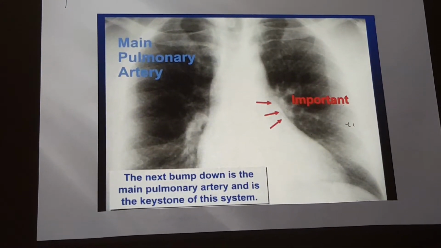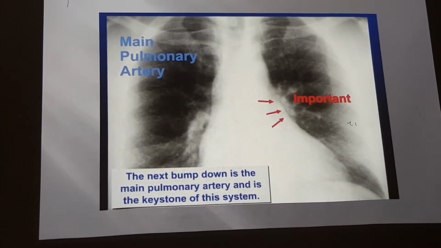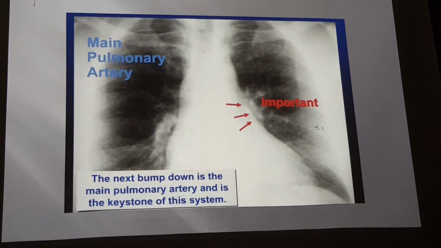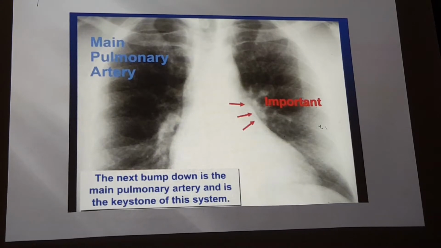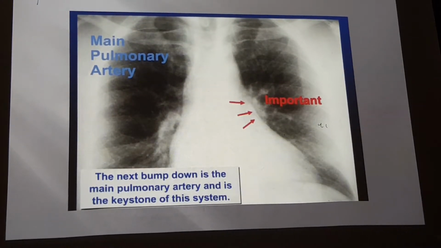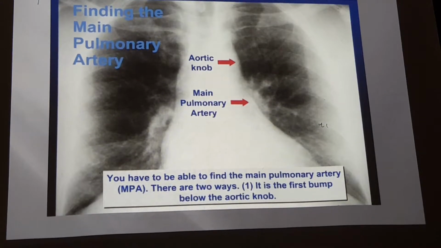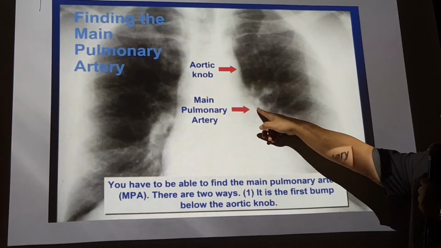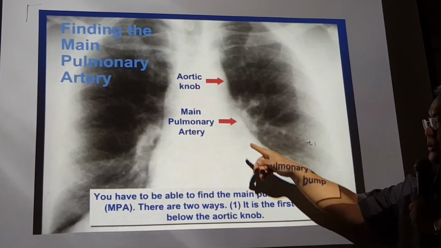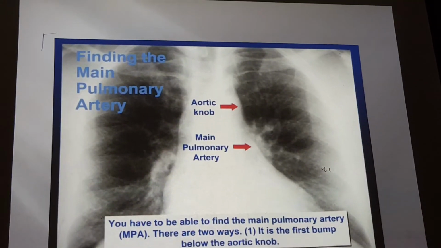So we go to the main pulmonary artery segment. This is one of the more important vascular structures we assess on the chest radiograph. That's the next bump after your aortic knob, and it is the keystone of this system. So that's important also. They put red on it. How do you find the main pulmonary artery? From the aortic knob, you go down. This is the slight bulge here. That's the left main pulmonary artery. Adjacent to that, more medial, that's your main pulmonary artery segment. You have to be able to find the main pulmonary artery.